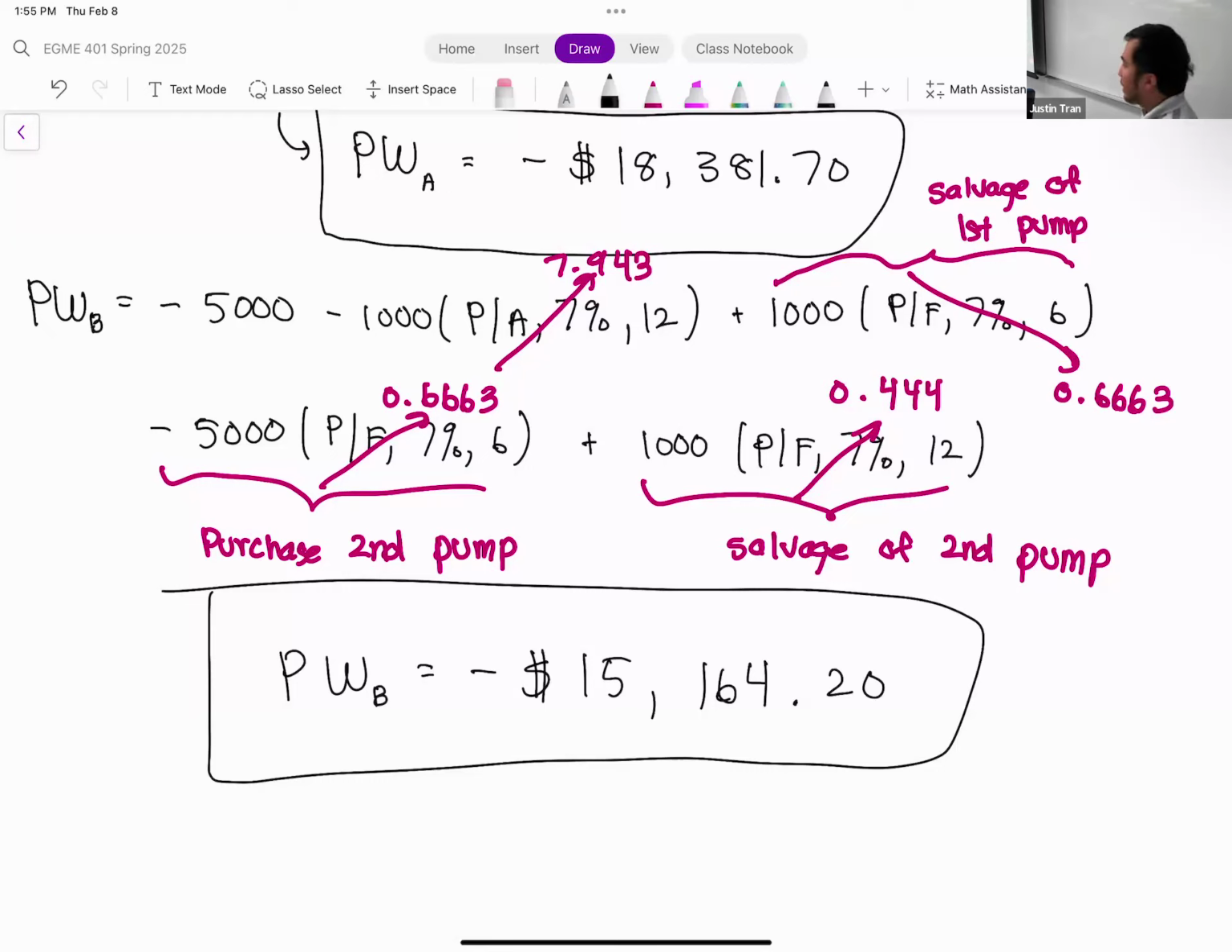Granted, this does depend on a lot of assumptions. This assumes that pump B is going to have the exact same specifications and the exact same price in 6 years, which is, honestly, in this world, kind of very unlikely. But maybe you can cut a deal with the manufacturer. Maybe you can buy two and then just put one in storage and save yourself some money now.